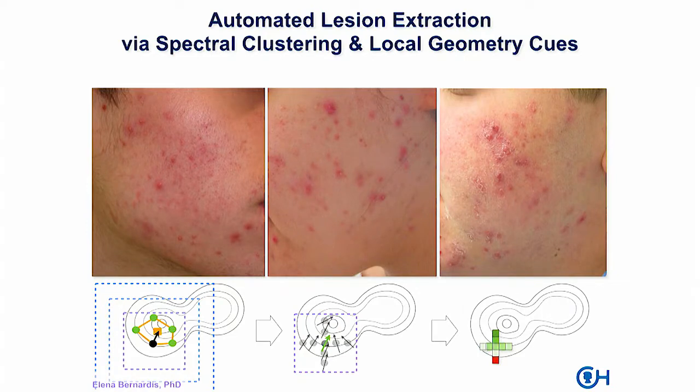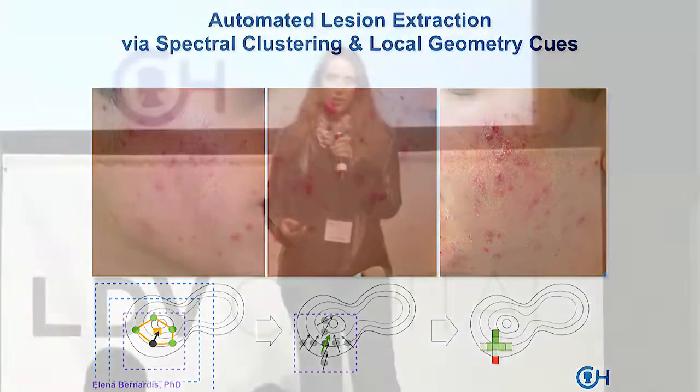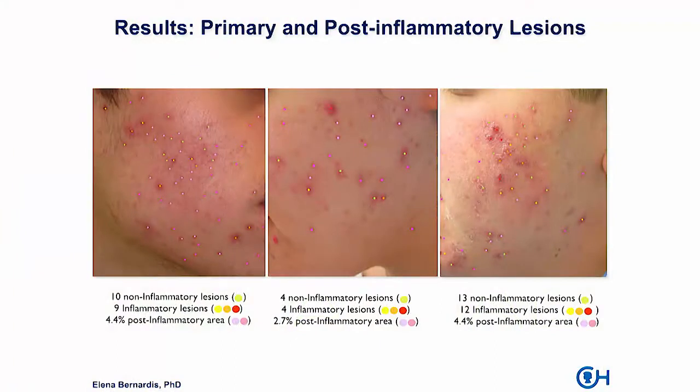We base it on spectral clustering for the image segmentation framework, but instead of relying on edge map, we design new local geometrical features to encode the characteristics of the skin spots. This allows us to extract all the lesions simultaneously in a completely unsupervised way, and then we can divide the lesions into inflammatory, non-inflammatory, and post-inflammatory ones.